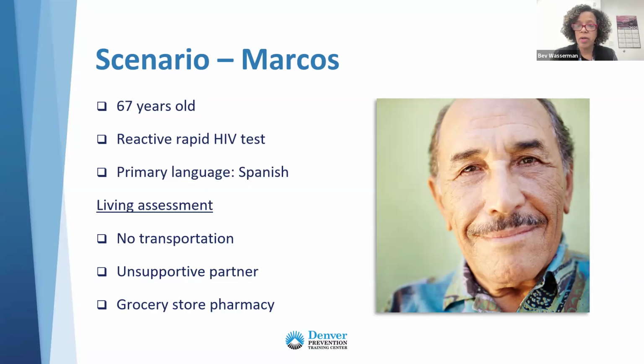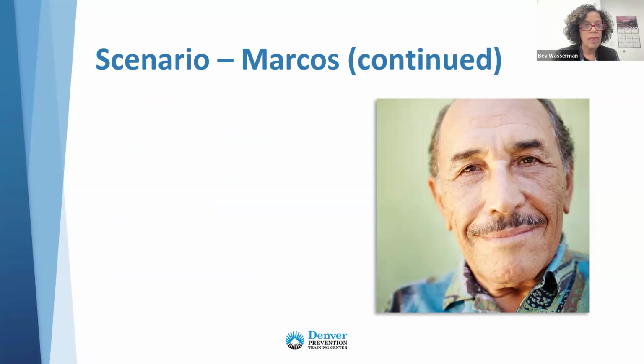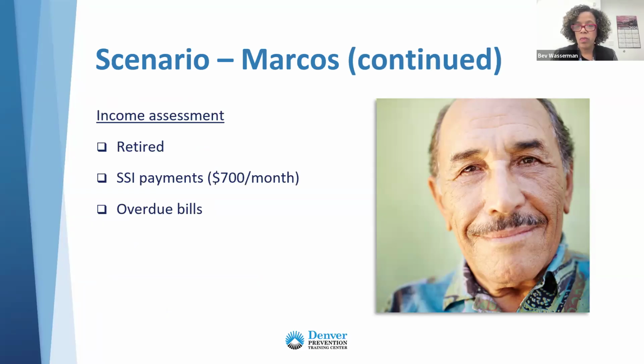Marcos lives with his partner, who is not always supportive around Marcos' health needs. Marcos also lives in an area where there are no nearby clinical services and only a local pharmacy and a grocery store. So Marcos is retired and only receiving Social Security income with payments at $700 a month.